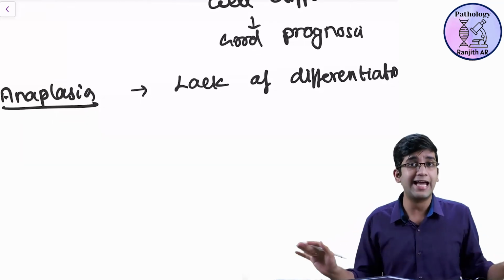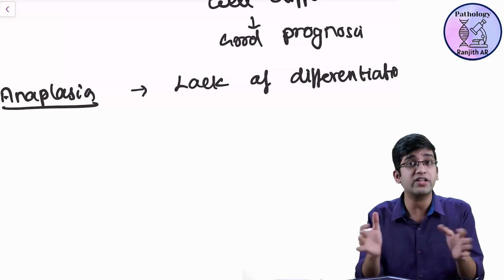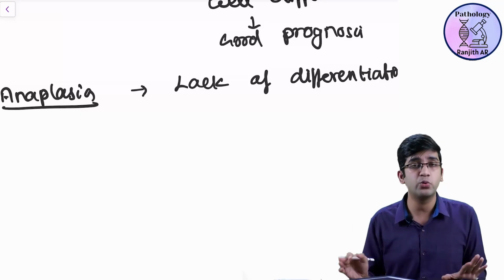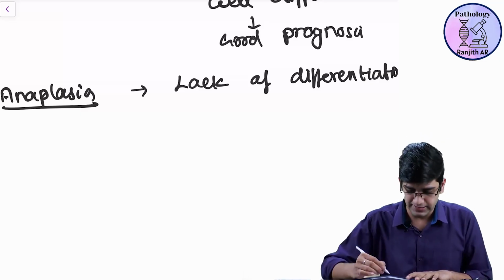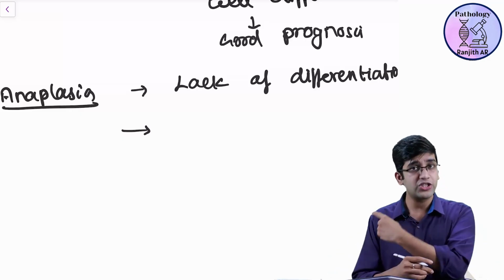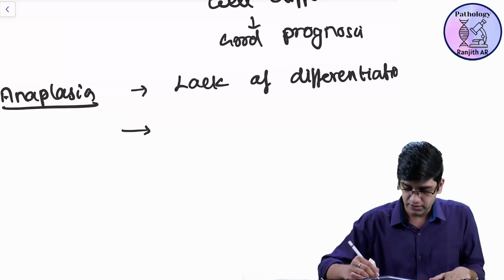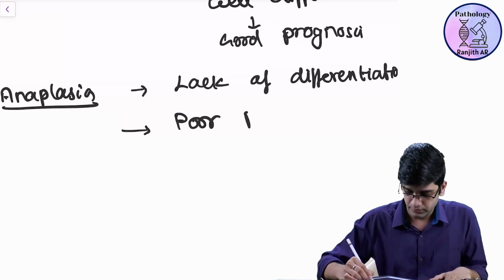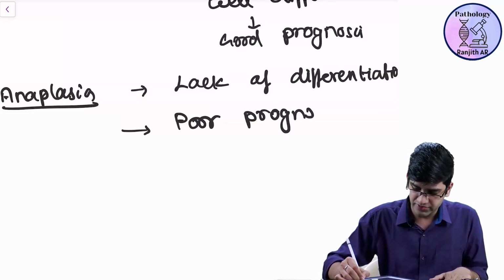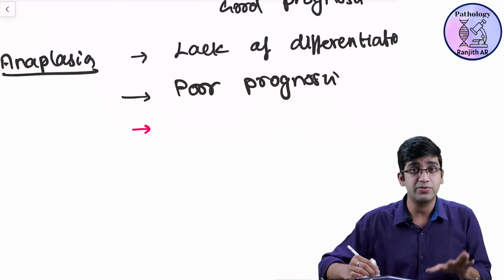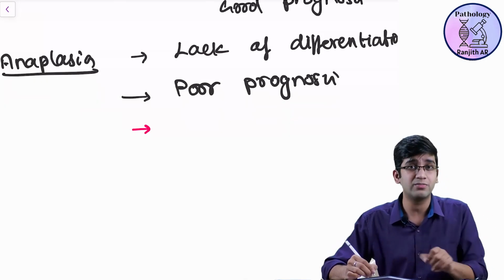Anaplasia is total lack of differentiation. I don't even know what the cell is, I'm not sure whether it's epithelium or mesenchyme. That much poor differentiation, right? That's anaplastic. Whenever you see the term anaplasia in any cancer, you can close your eyes and write poor prognosis. Okay, close your eyes and write poor prognosis. 100% poor prognosis. Next word is just for an MCQ because Robbins uses this term, so I'm using it.